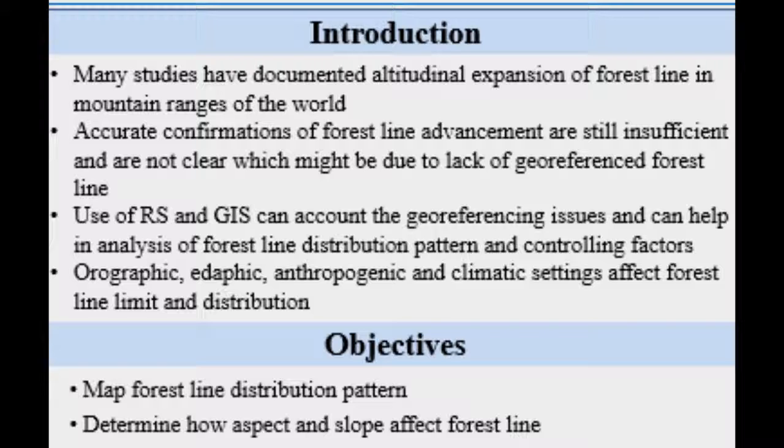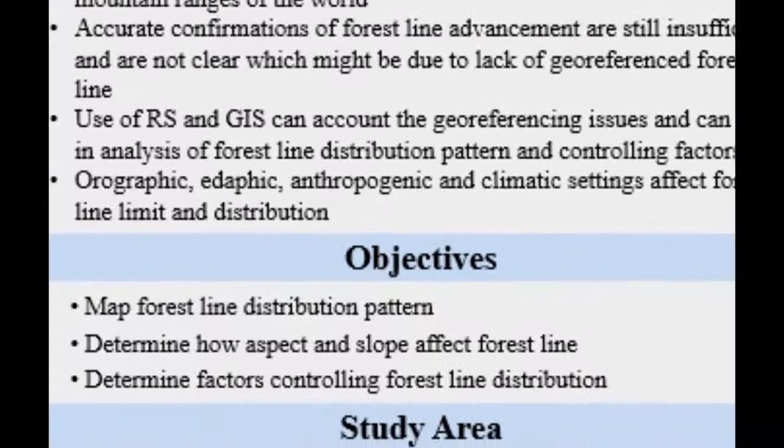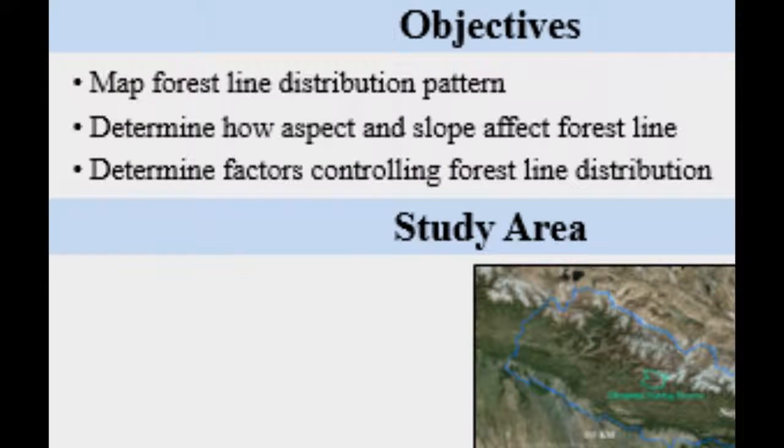Accurate confirmation of forest line advancement is still insufficient and not clear, which might be due to lack of georeferenced forest lines. Use of remote sensing and GIS can account for the georeferencing issues and can help in analysis of forest line distribution patterns and controlling factors. Orographic, edaphic, anthropogenic, and climate settings affect forest line limit and distribution.